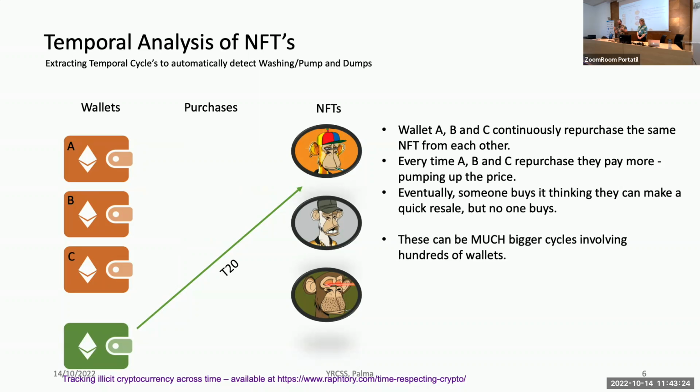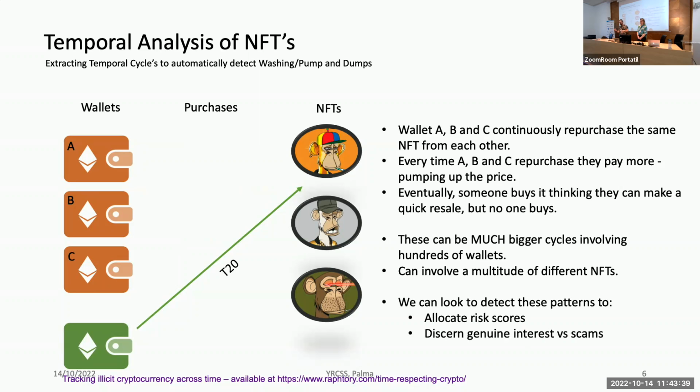So we are interested in much, much larger cycles, not just three nodes, but maybe multiple hundreds of wallets, and scams that can involve a variety of NFTs. So it could be not just a singular one, but they're doing this on tens, maybe hundreds. And we were looking at ways that we could detect patterns, to allocate risk scores and discern genuine interest from scams. And the interesting thing here is from the perspective of the NFT, I don't know if any of you have run a cycle detection algorithm, but they tend to explode very quickly.